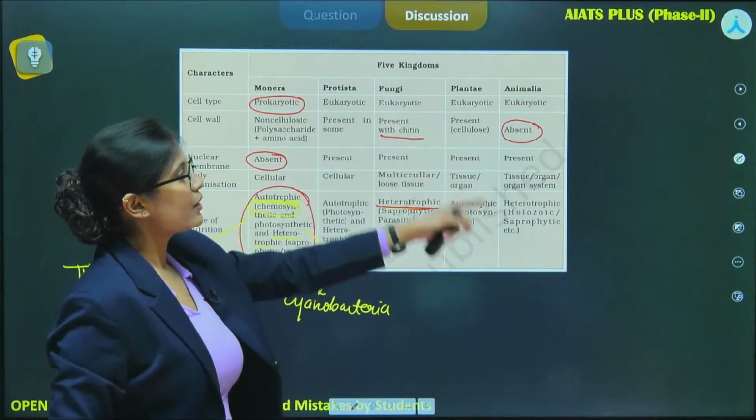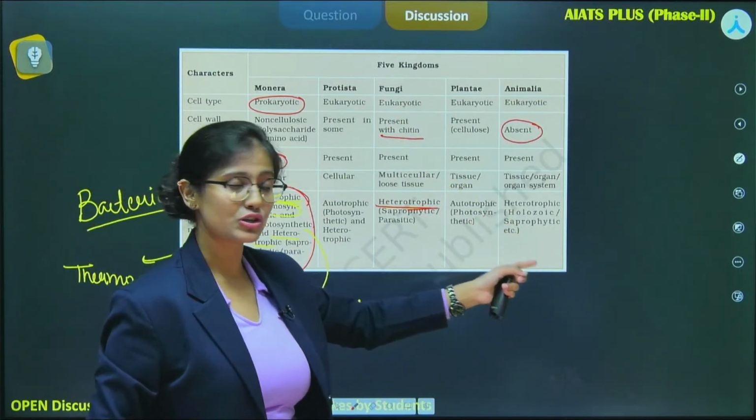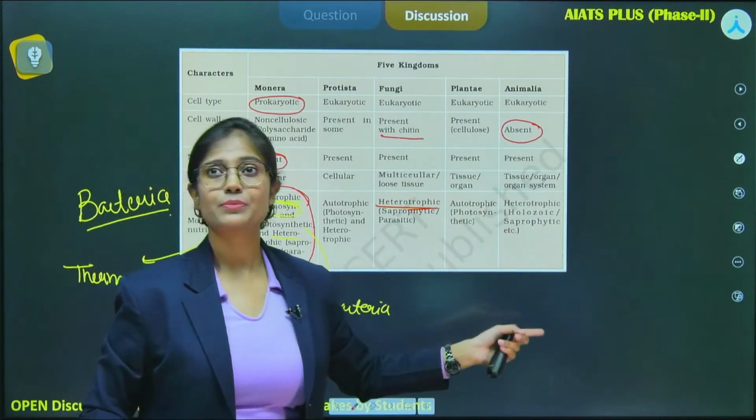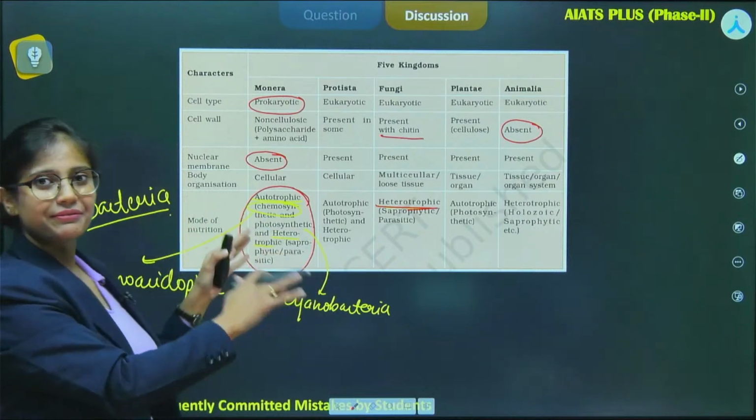Whittaker. Now, the 5th kingdom, which is Animalia, has a heterotrophic mode of nutrition, where holozoic or saprophytic mode of nutrition is observed. Right, so these are all the features.